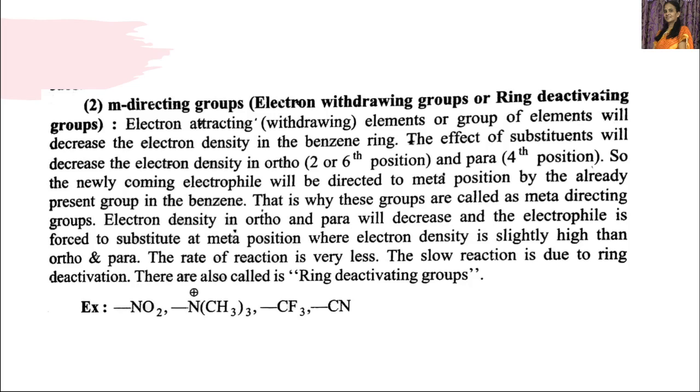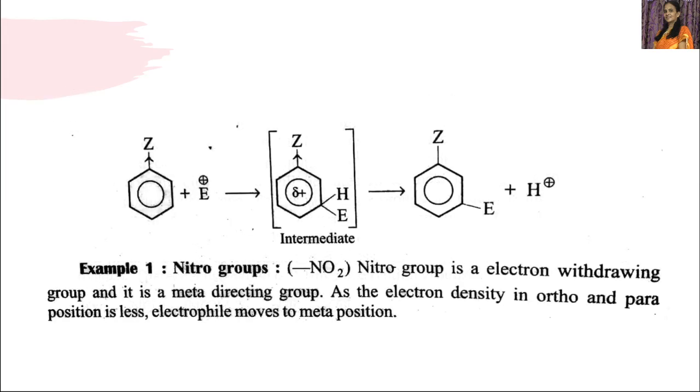Examples of such groups: the first one is the nitro group, the next one is the trimethylamino group, this is the CF3 group, that is the trifluoromethyl group, and this is the cyanide group. And these are all the meta directing groups or ring deactivating groups. Now let's discuss the reaction and different groups. How do they affect the electrophilic substitution on the benzene ring?